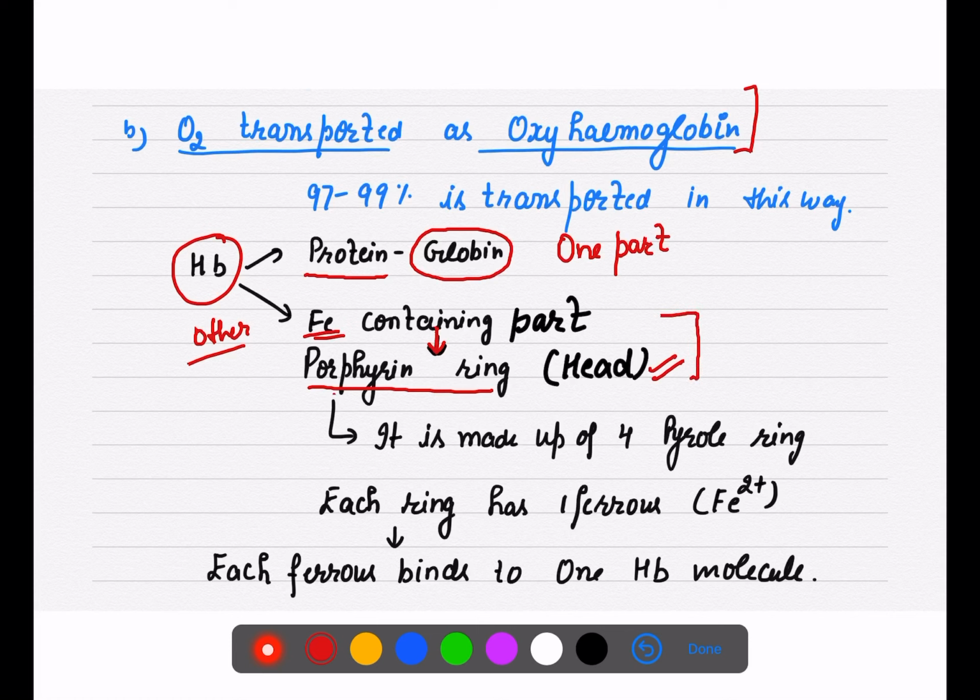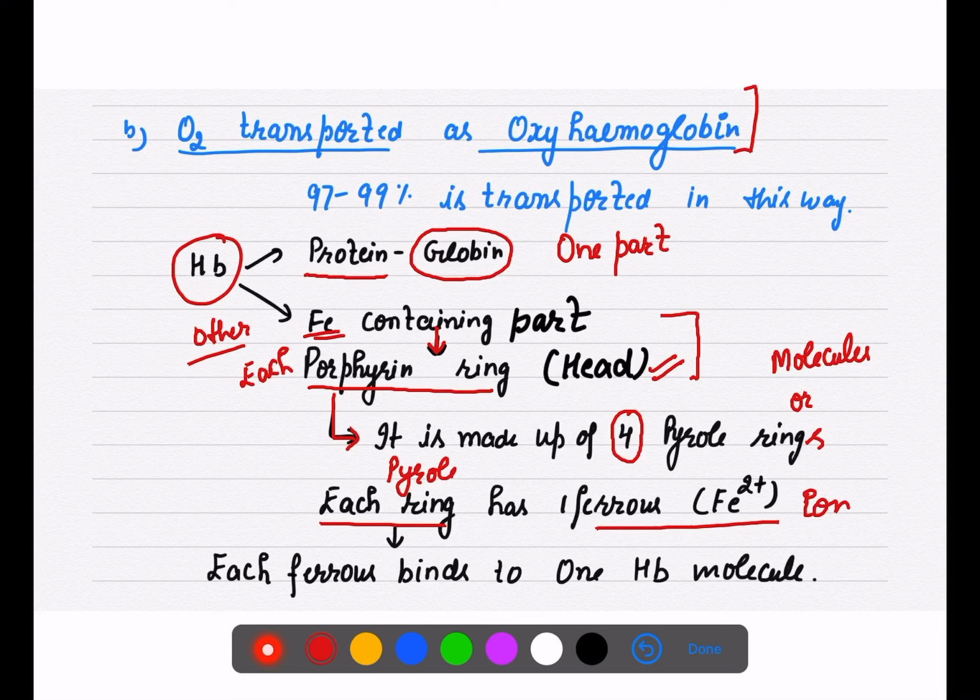Now this porphyrin ring is made up of 4 pyrrole rings, or in a few books they write 4 pyrrole molecules. So each porphyrin ring is made up of 4 pyrrole rings, and each pyrrole ring has one ferrous ion, and each ferrous ion binds to one oxygen molecule. Don't get confused. One by one, I'm going to repeat it. First thing, iron is present here in the form of ferrous.